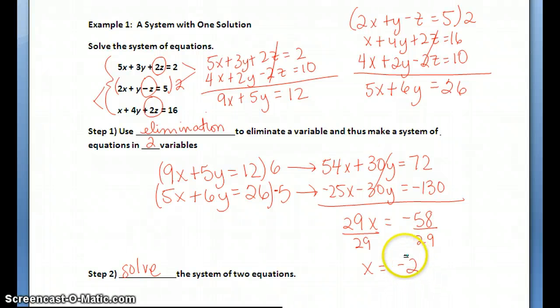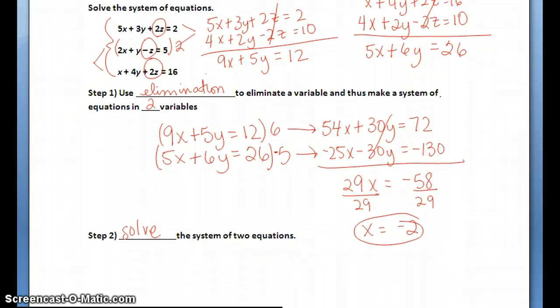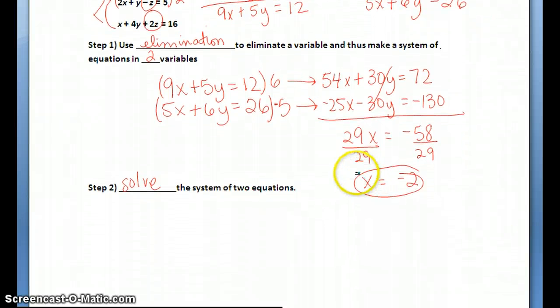After I find one of my variables, I want to take it back into the two equations and solve it for y. So I'm going to take this x back and put it into one of these. I kind of like this one because that x, that's just a smaller number in those equations.